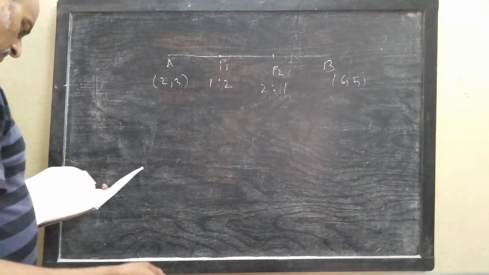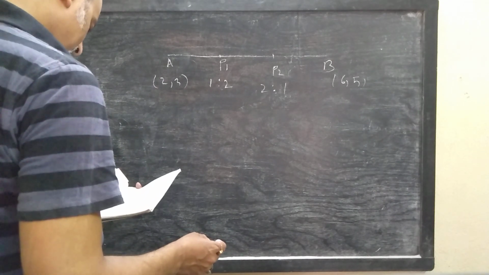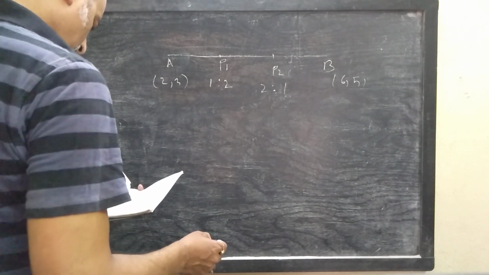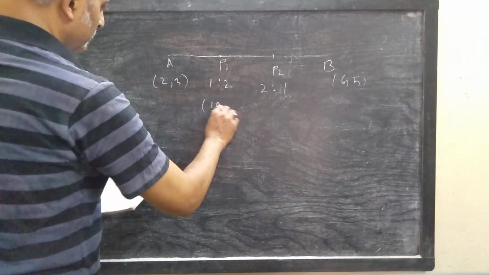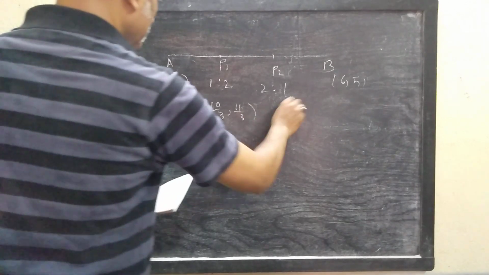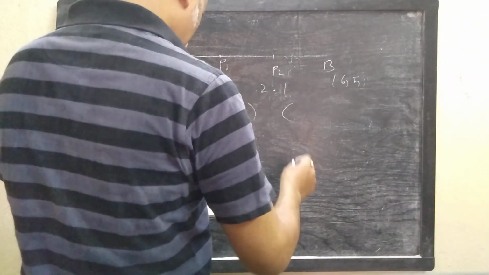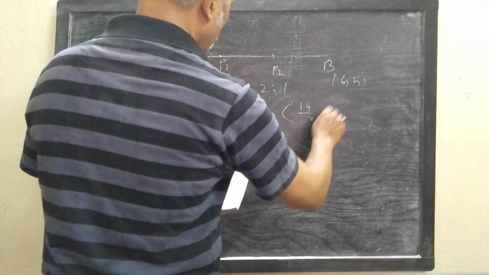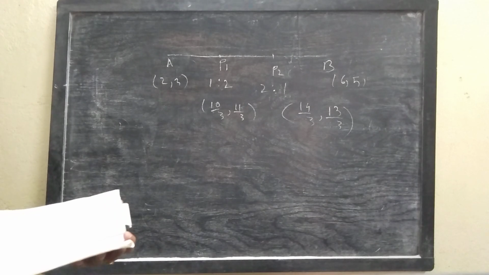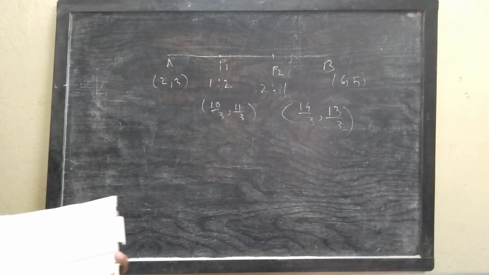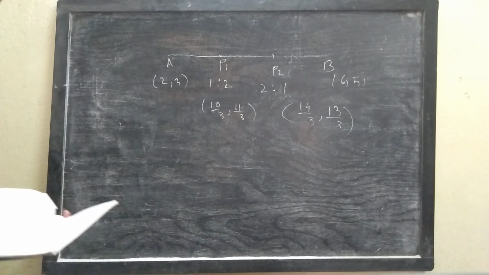You can do it on your own. Just take the answer: (10/3, 11/3), and another point will be (14/3, 13/3). Next, this you can also do as homework, because I have discussed it in the earlier part of the class.